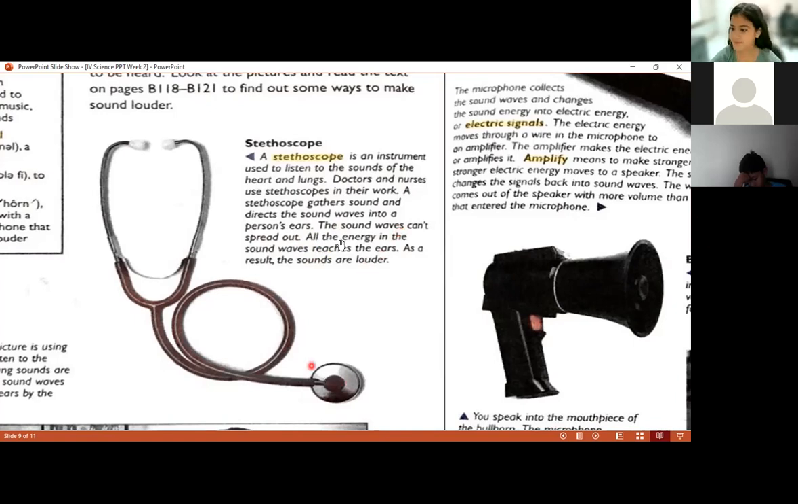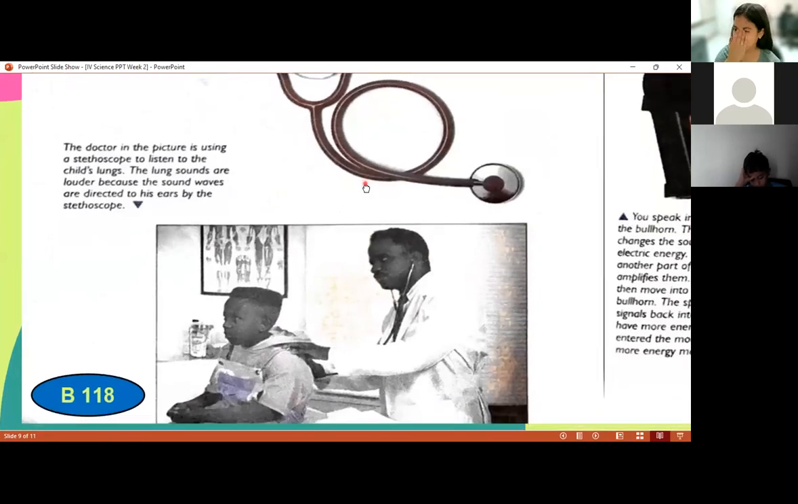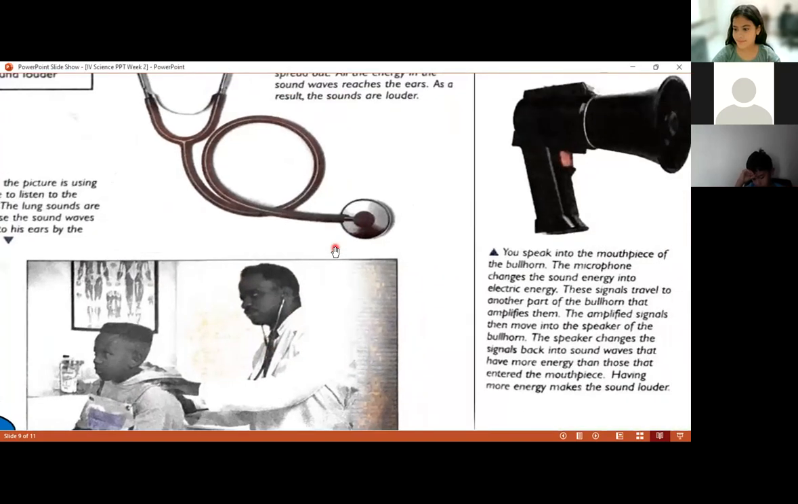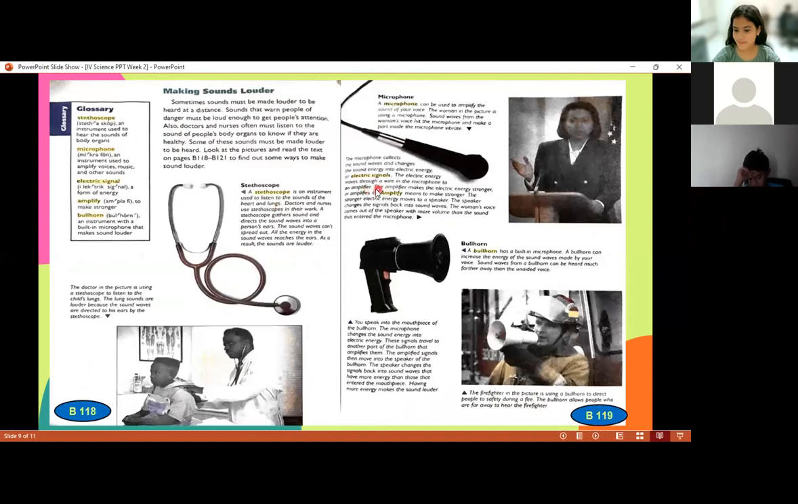Excellent, perfect. So here is the information and we have a picture. The doctor in the picture is using this stethoscope. Look at this. He is not just listening for the heart, it's even the lungs, to see if everything is working well in the body. So the lung sounds are louder because the sound waves are directed to the ears of the doctor by the stethoscope. So this instrument, this object, can make the sound louder.